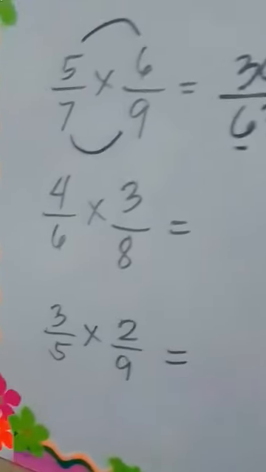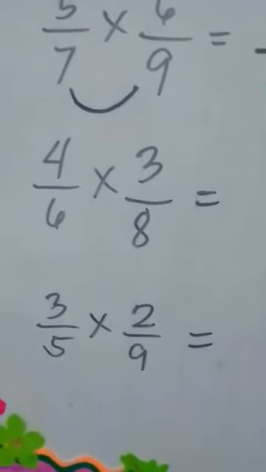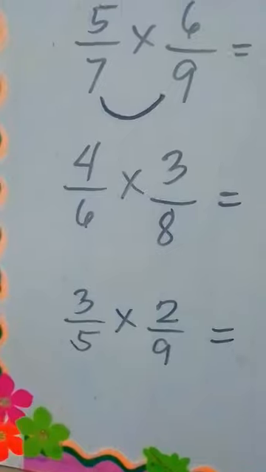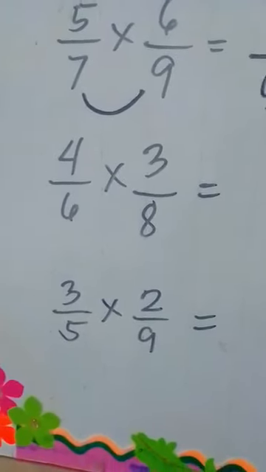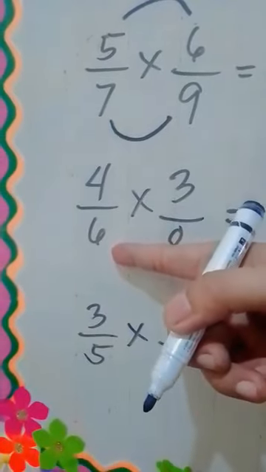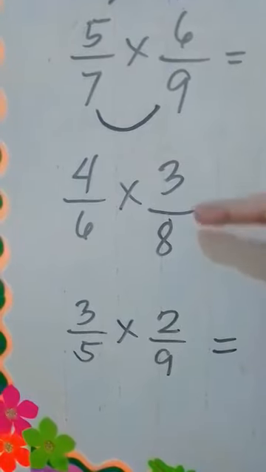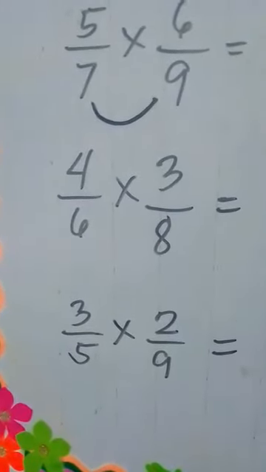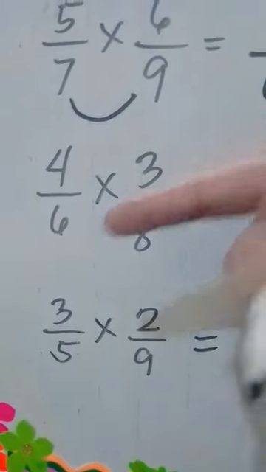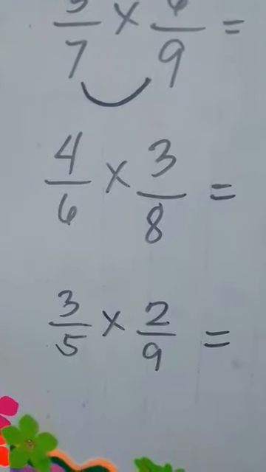Okay, the second one, 4/6 times 3/8. So, this time, we're going to use the cancellation method. So, we can cancel 4 and 6, but 3 and 8 no. So, let's look for another way. So, in cancellation, be sure that the numerator and denominator are paired, or denominator to numerator. So, we pair them diagonally, top, bottom, top.